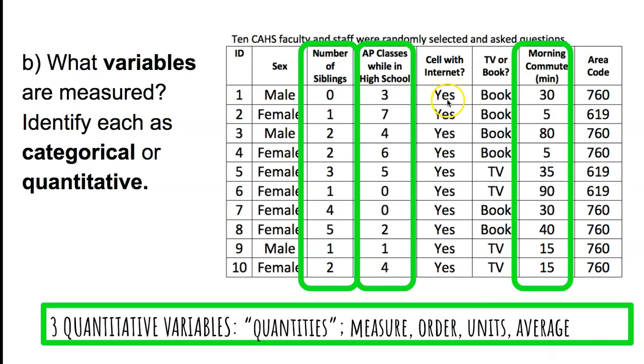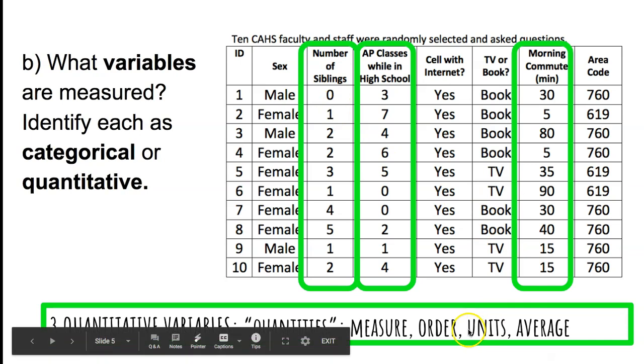This one over here, yes. Yes doesn't really have units. A book. Book doesn't have units. But morning commute, 30 minutes, has units. Or one sibling, units. Those things have units.